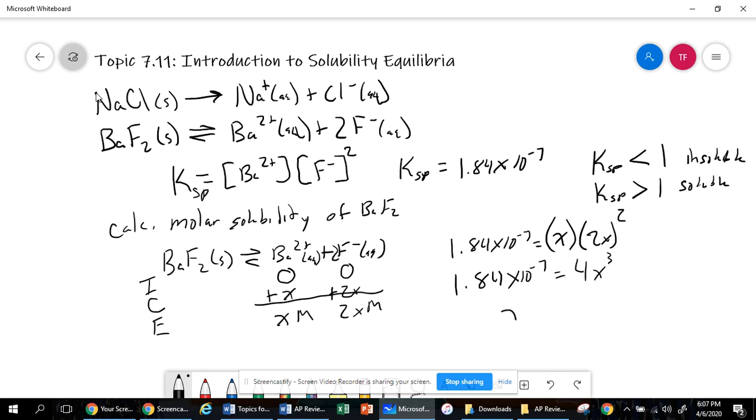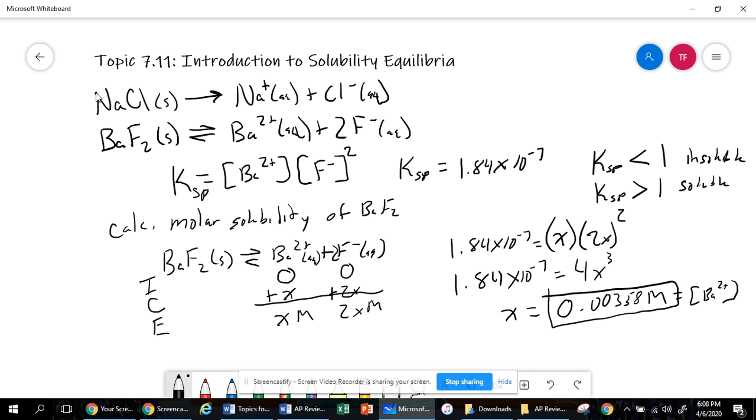Now if you do the algebra, you get X equals 0.00358 molar barium. Because remember, X is equal to the concentration of the barium ions. So this is the molar solubility of barium fluoride. This many moles of barium fluoride will dissolve per liter, maximum. We could always dissolve less than that per liter, but this is the maximum number of moles of barium fluoride that will dissolve per liter.